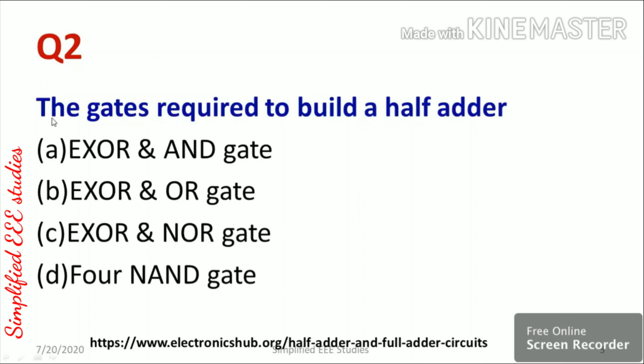Moving on to the next question. The gates required to build a half adder. Option A, XOR and AND gate. Option B, XOR and OR gate. Option C, XOR and NOR gate. And option D, four NAND gates. Which would be the right answer?